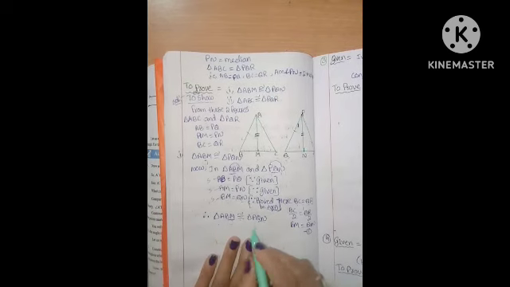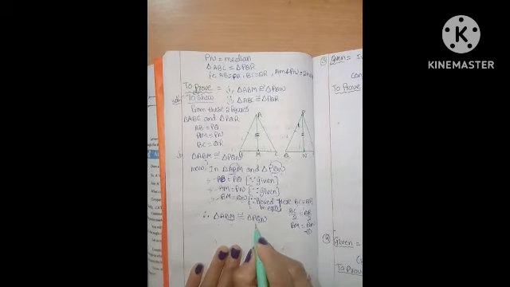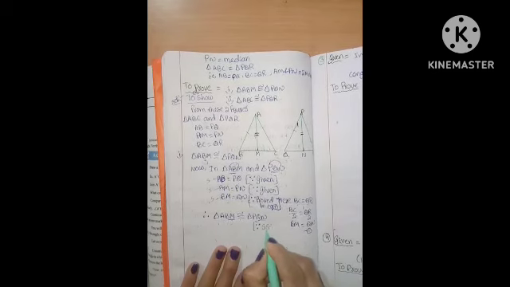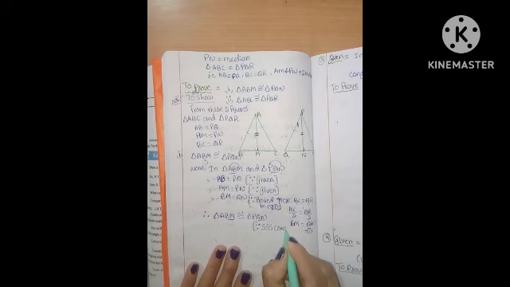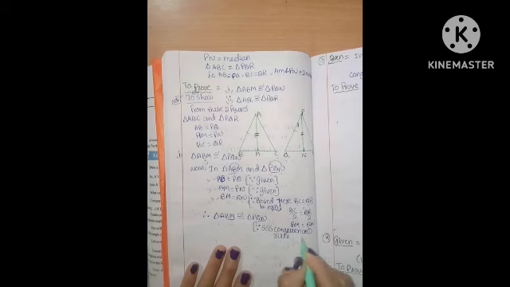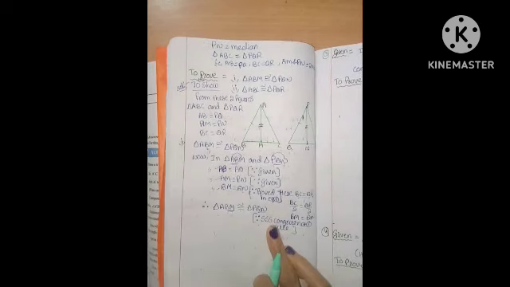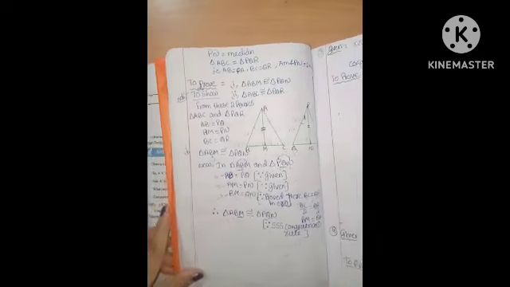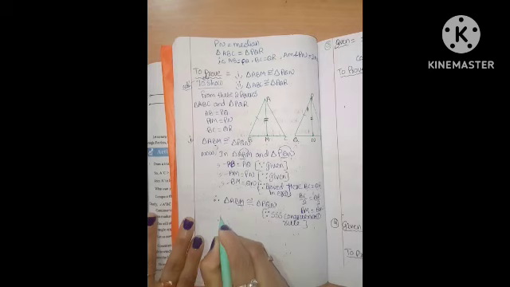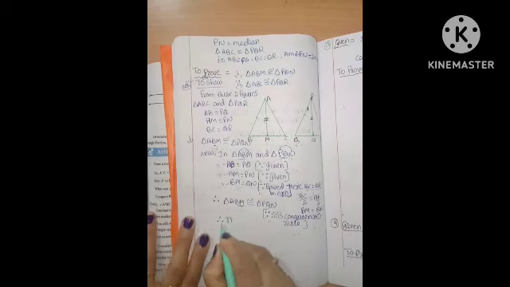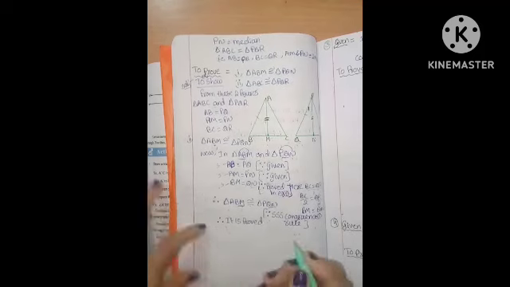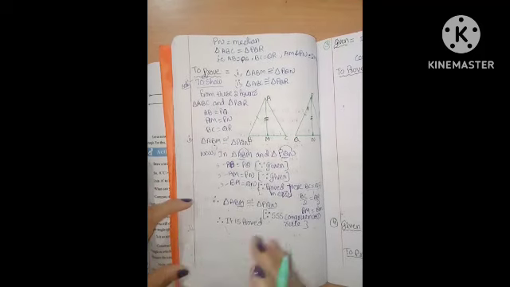Why are these two triangles congruent? What's the reason? What congruence rule is being used here? The SSS congruence rule is used in this problem. According to this rule, these two triangles are congruent only. Hence it is proved. The first question is over, and next, the second one.